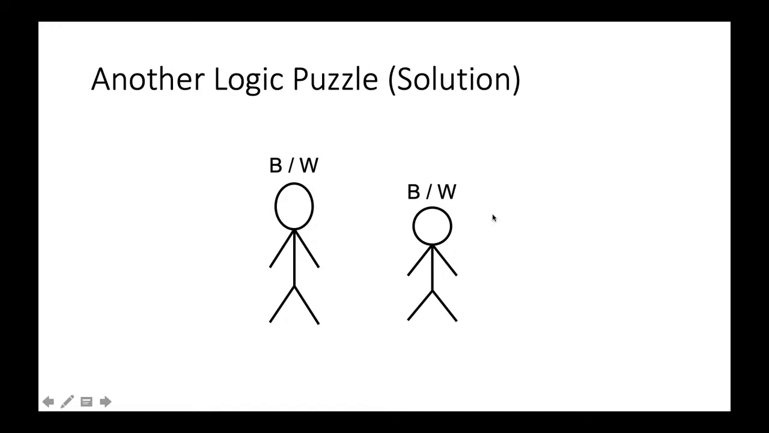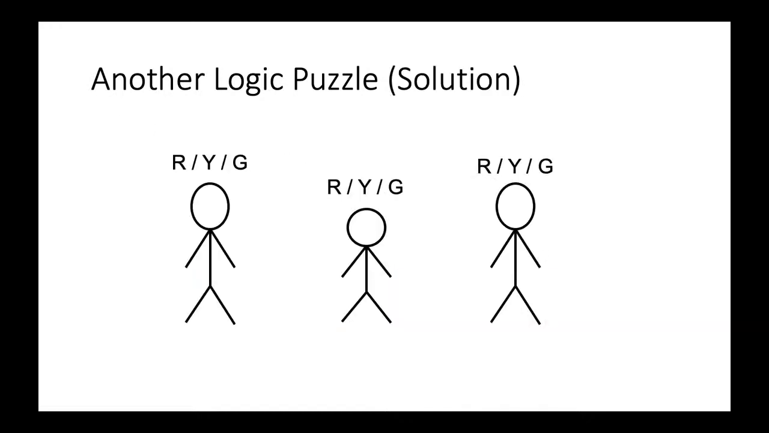Now, with this as an example, we can easily describe one possible solution for the scenario with three people. Let's say we use 0 to represent R, 1 to represent Y, and 2 to represent G. Everyone will have the same encoding. So red is always 0, Y is always 1, G is always 2.